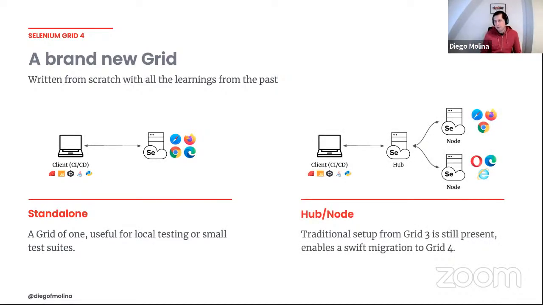You also have the hub and node, which is the typical one you were using in Grid 3. And this is, you have a server, which is the main entry point. In this case, it is the hub. And you could have one or many other nodes. For example, you could have a node that has Windows. You could have another node that has Linux, and etc.